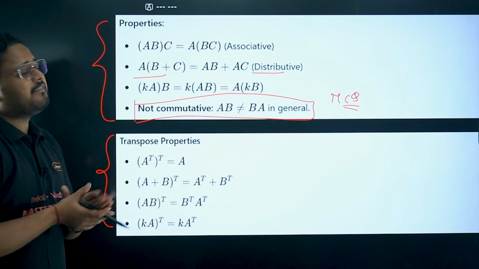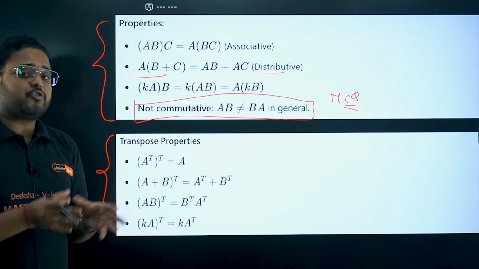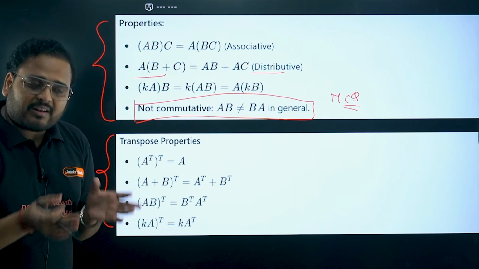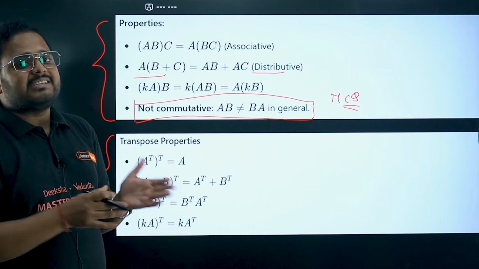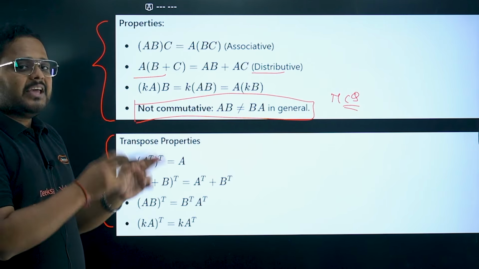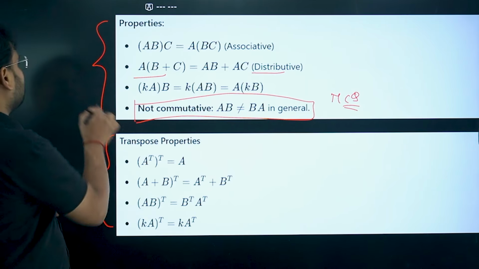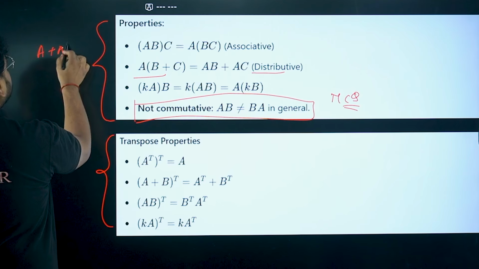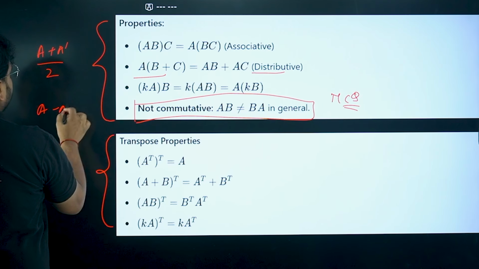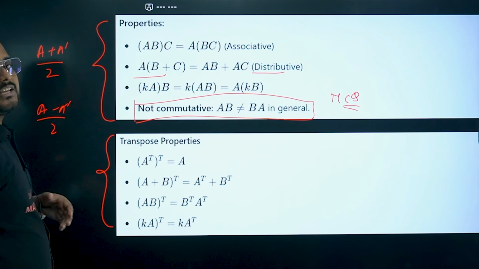One of the questions asked in 5 markers as well is they'll give you a 3 cross 3 matrix or 2 cross 2 matrix and ask you to write the symmetric and skew symmetric part. So how are you going to write that? A plus A dash by 2 and A minus A dash by 2 is your symmetric and skew symmetric part.